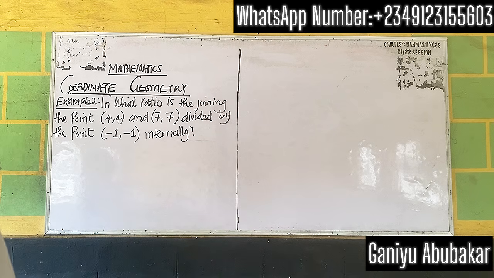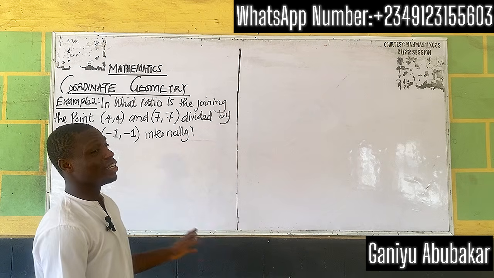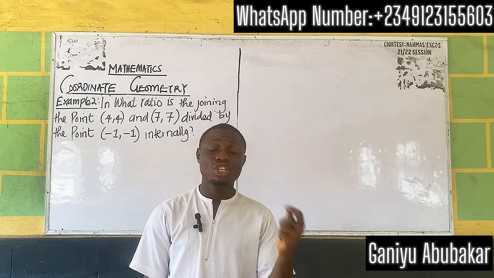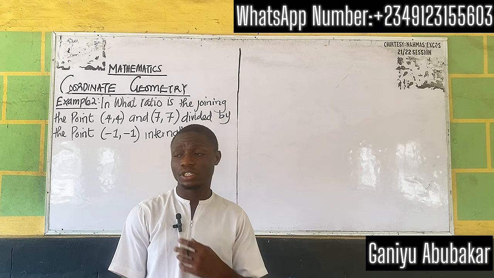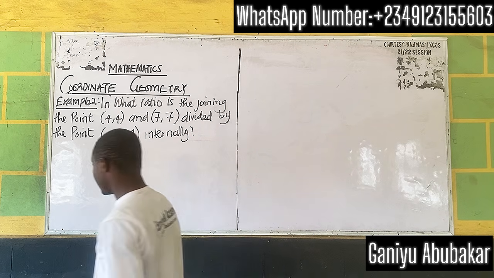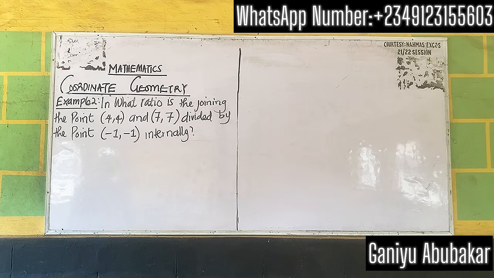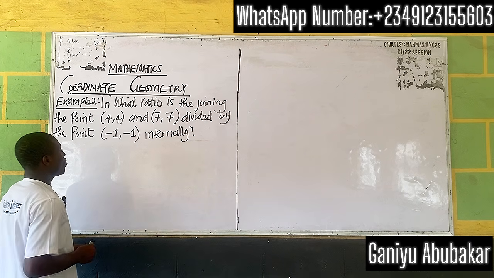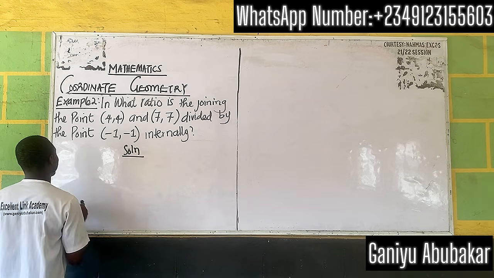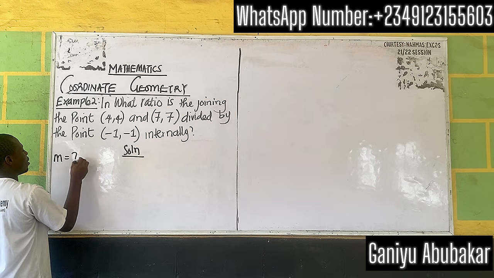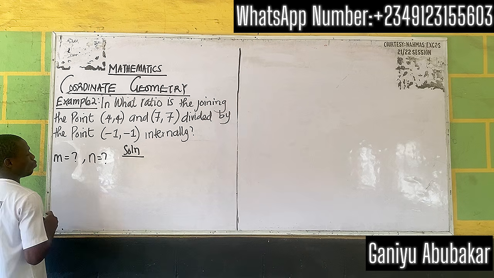From here, first things first. It says, what is the ratio? So we are asked to find the ratio. And our ratio in this case is nothing more than m and n. So we are asked to find the value of m, what is m, what is n. That's the task we are asked to do. So let's find m and n. Solution: we are asked to find ratio m and n. So m and n are the two ratio values we're looking for.